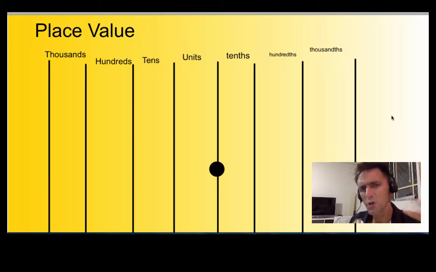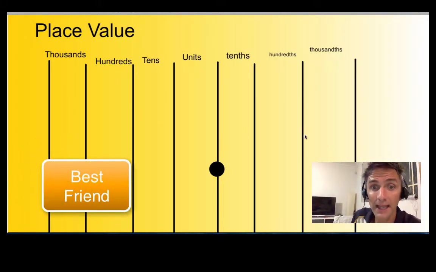Team, the first thing you really need to be aware of when you are looking at timesing by 100 or by 1000 or dividing by 100 or dividing by 1000 is the place value chart. It will be your best friend. I've got one here for you. Here it is, the place value chart.